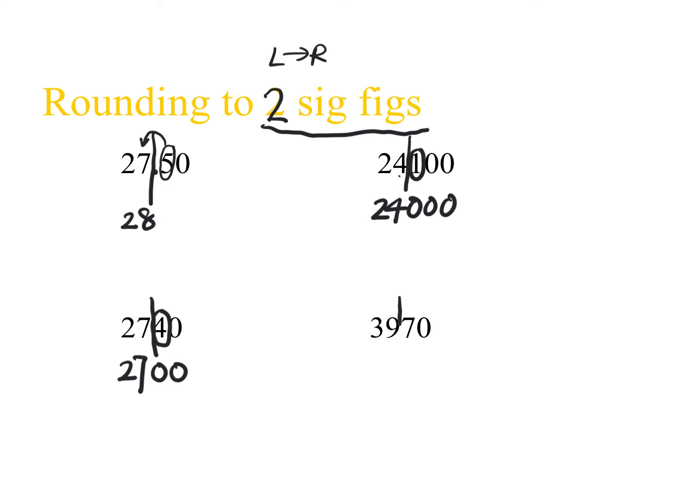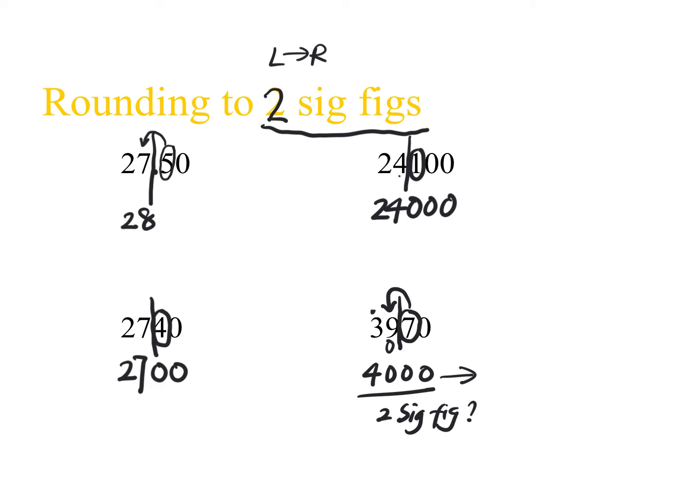And now for 3,970, I draw a line after the second digit. I look at the third digit, which is higher than 4. So I will round up, right? When I round up, this 9 at the hundreds place becomes a 0, and 3,000 will become 4,000 here, right? But do I have 2 sig figs in 4,000? The answer is no, right? Therefore, how do I represent it? Because I do need two sig figs in my answer.